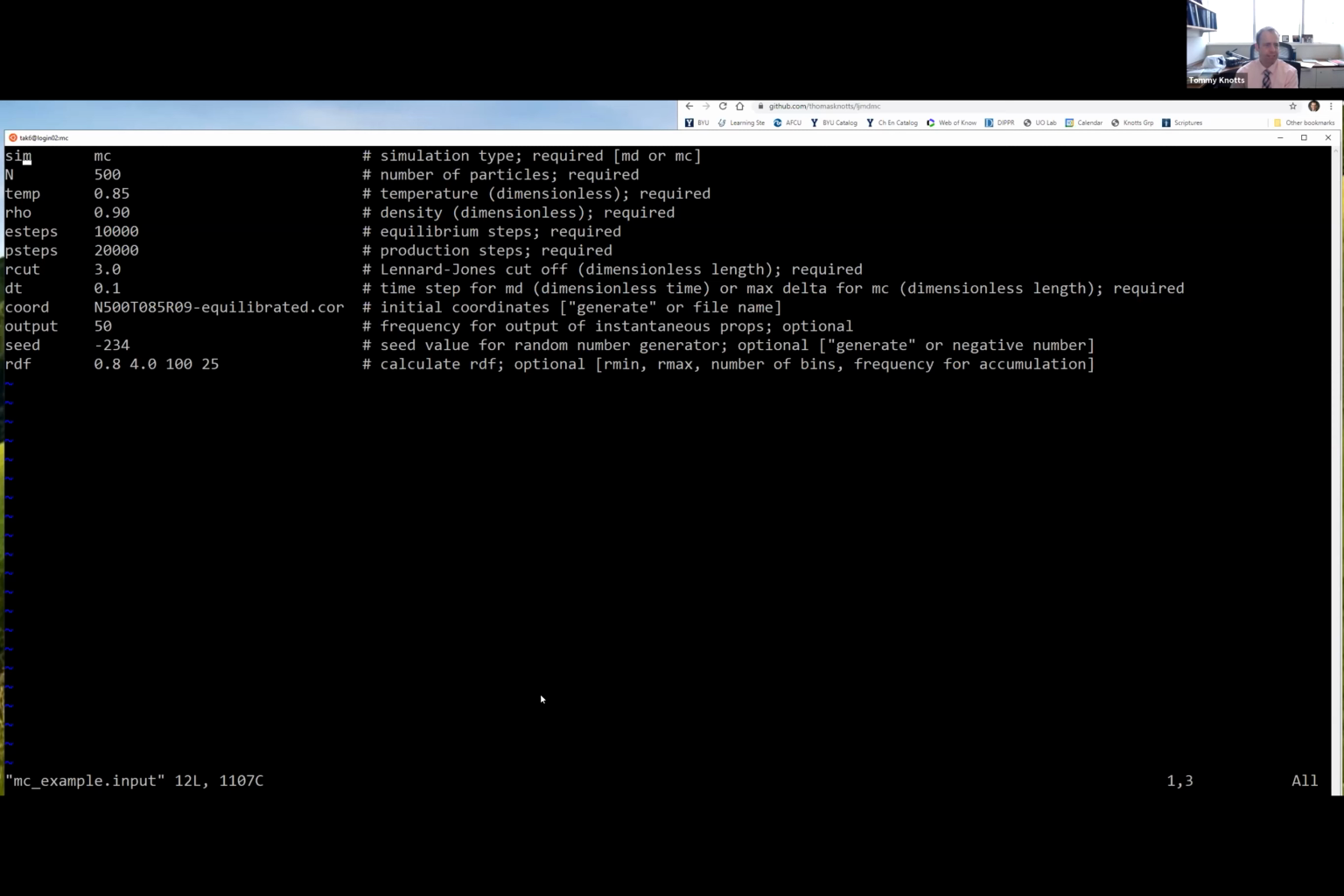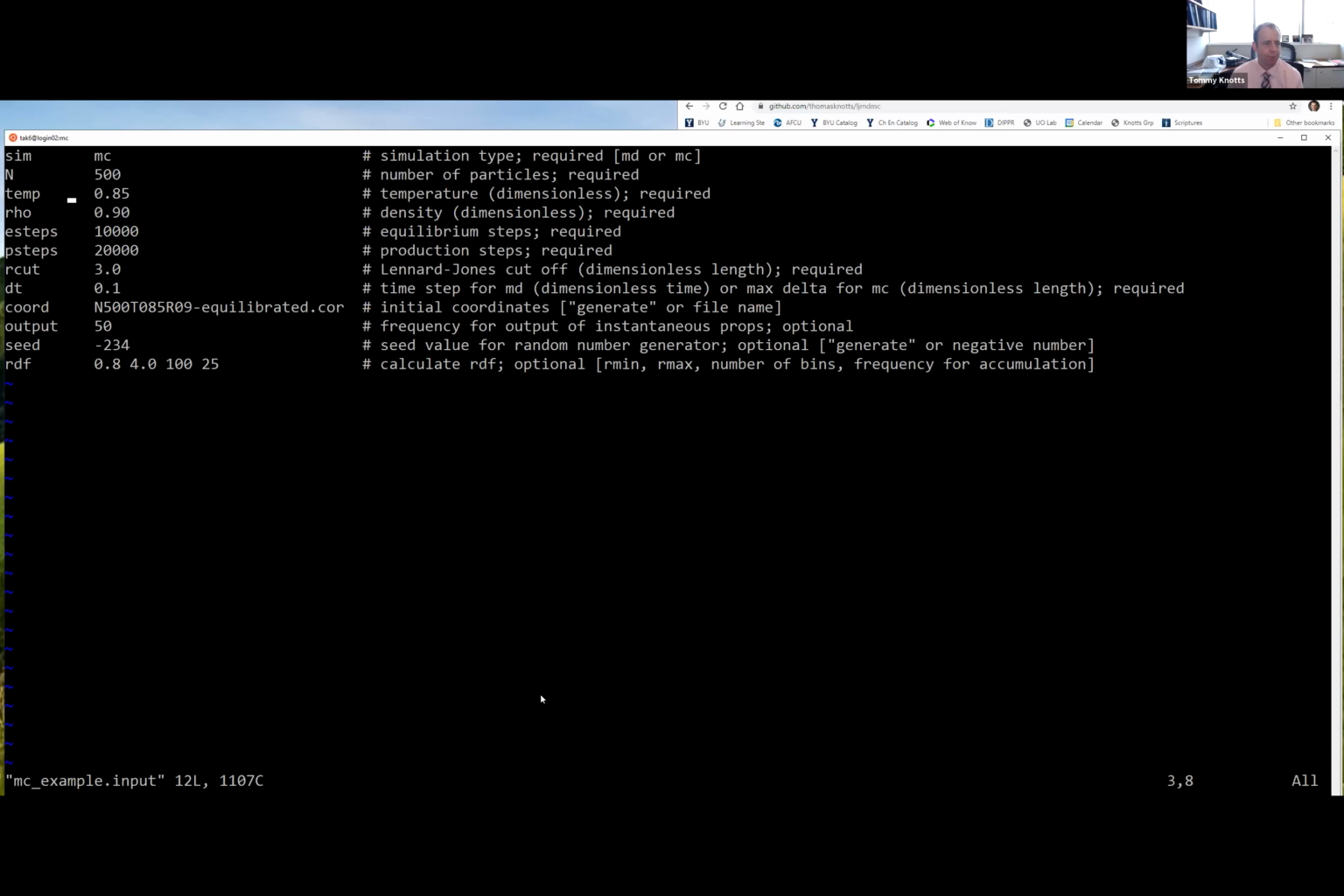So sim, the code's going to look for what type of simulation you want to do. It can either be MC or MD. We're going to do MC today because that's what we talked about. N is the number of particles, 500. That's actually a pretty big number compared to what we've been running. We were running like 49, 25, something like that, because we were doing it on a slower code with Excel. You can change that to something else. This gives you the freedom.